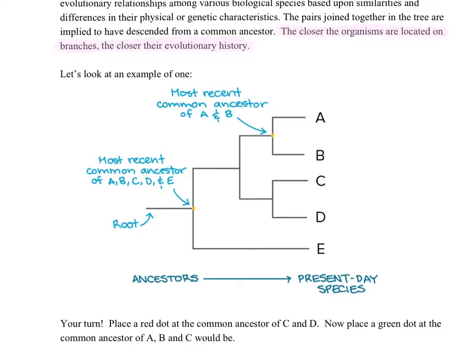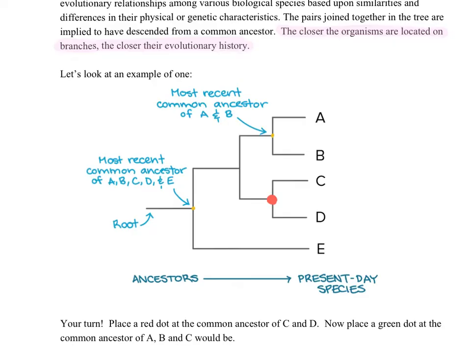So it says, your turn. Place a red dot at the common ancestor of C and D. So there's the red dot. The reality is we would accept an answer anywhere in this area right here, but it should in no shape or form cross over or touch any line where the arrow is pointing, or even here. This is too far back. So what we're looking for is anywhere from here, the tip of my arrow, down to this intersection here.